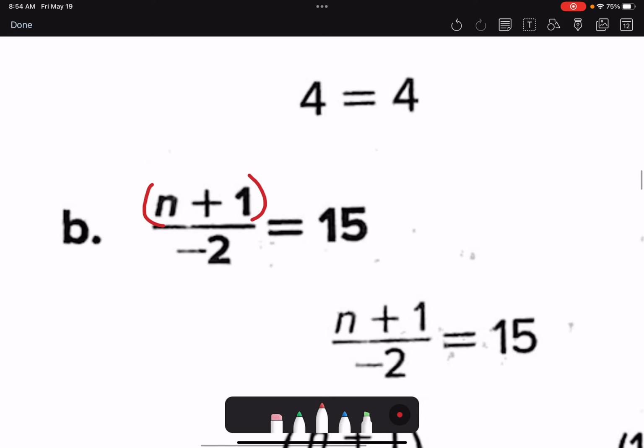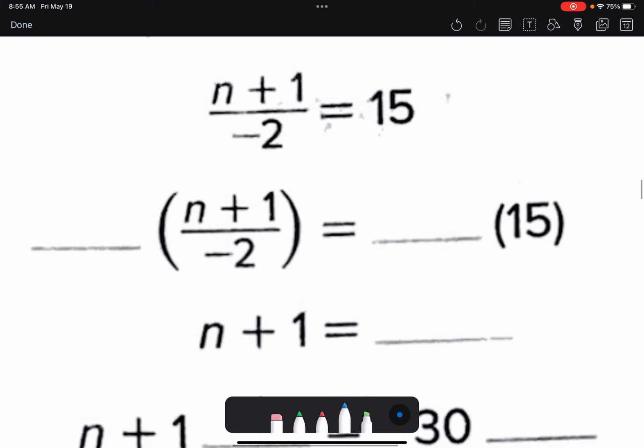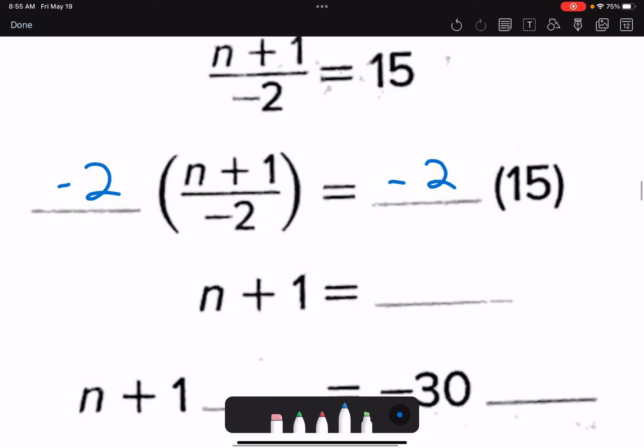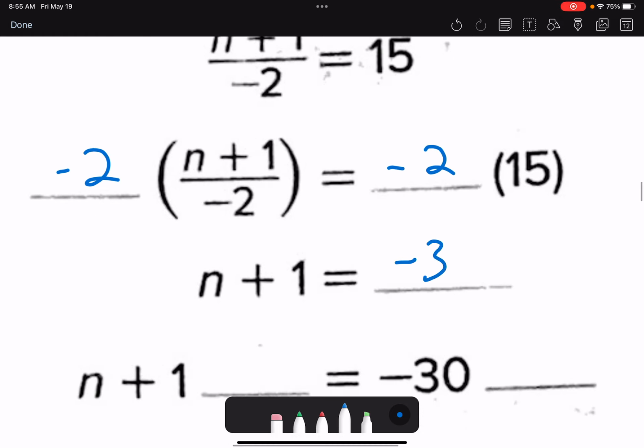So for this problem, how do I get rid of the division? Well, the opposite of that is multiplication. So I'm going to multiply by -2. Watch your signs, carry the negative over down here. And then -2 times 15 is -30. Now these are gone, and you're left with what's on the numerator, which is now n plus 1. And again, we only did that because you can't undo the division until there's no more expression at the top.